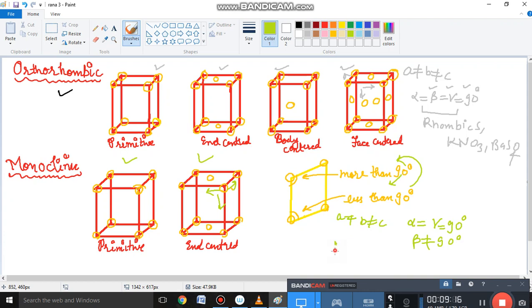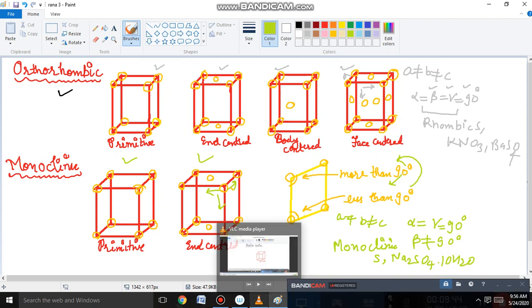And examples are monoclinic sulfur and sodium sulfate decahydrate. Okay, we will discuss the rest of the crystal systems in our next video. So this is part one of Bravais lattices. For watching the complete video, please watch part two of Bravais lattices.